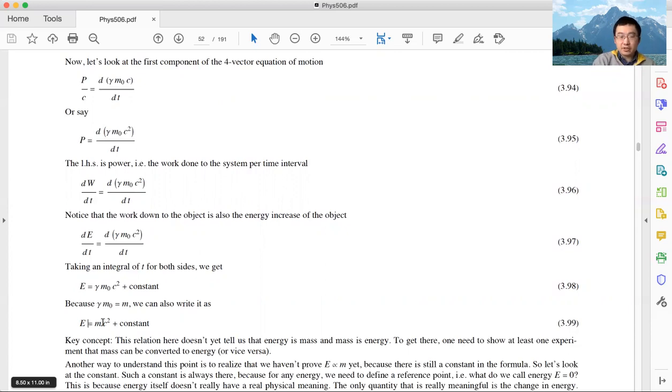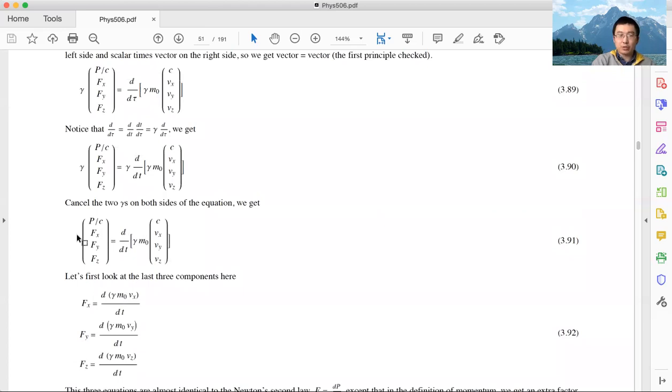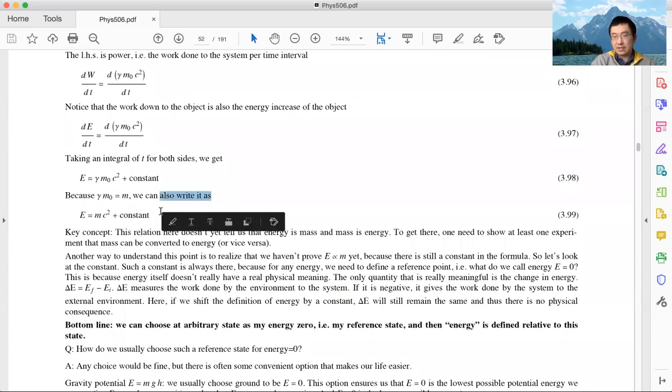And this relation is not something fancy, not something that comes out of nowhere. It is a natural requirement as long as we want our equation of motion to take the structure of 4D vector equals 4D vector. And as long as we want this theory to recover the law of Newton when velocity is small, then we have no other option. We have to write down the equation of motion like this. And the first component of my equation of motion gives me this relation. It has to be true. We have no other option.